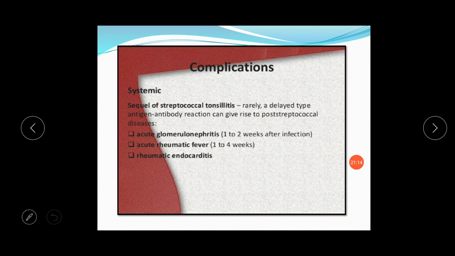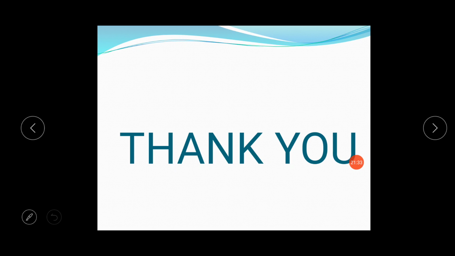Severe complications which are systemic in nature are the sequelae of more commonly streptococcal tonsillitis, as a delayed type of antigen antibody reaction can give rise to post streptococcal diseases like acute glomerulonephritis, acute rheumatic fever, and rheumatic endocarditis. So this is all about acute tonsillitis, different types, their treatment, and chronic tonsillitis.